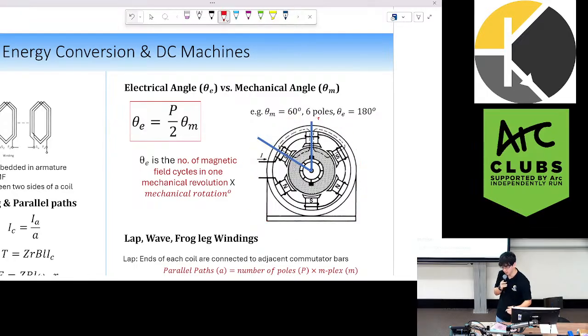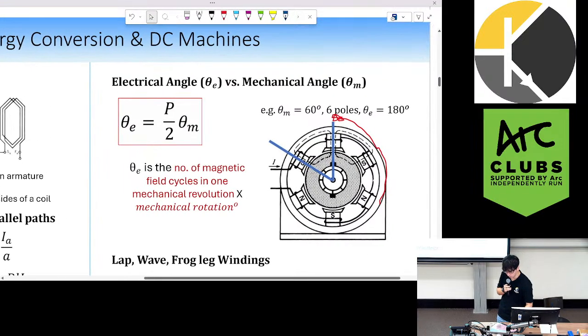Because if you think about it in terms of the poles, one full rotation is from one north pole to a south pole and to a north pole. So electrically, 360 degrees mechanical rotation is actually 120 degrees because we get that full electrical cycle happening in only 1/3 of the mechanical rotation. So that's given by our formula. Electrical angle equals the number of poles over 2 times the mechanical angle.